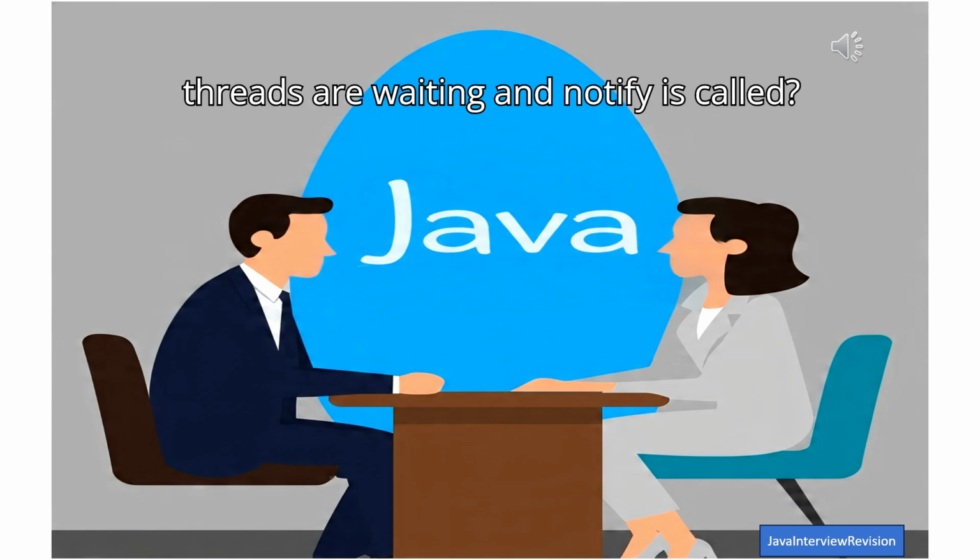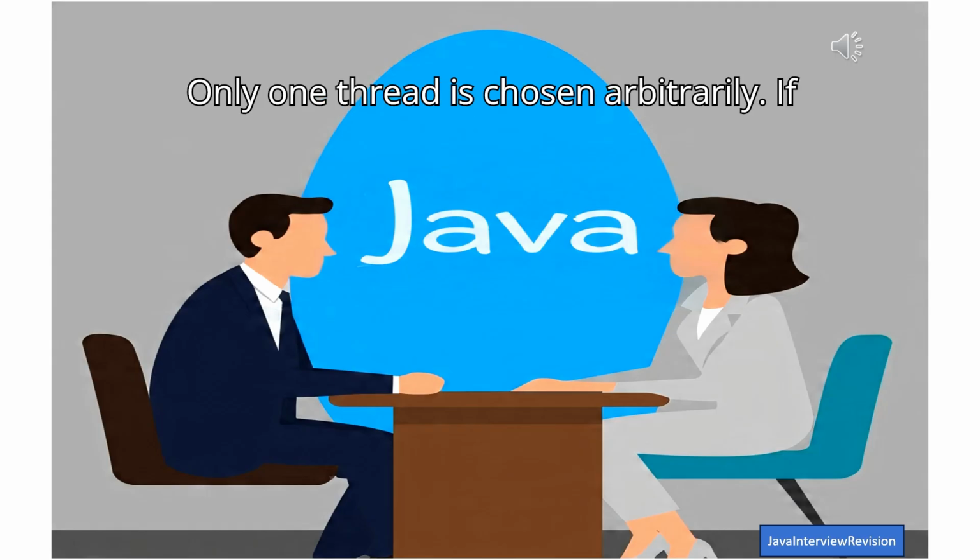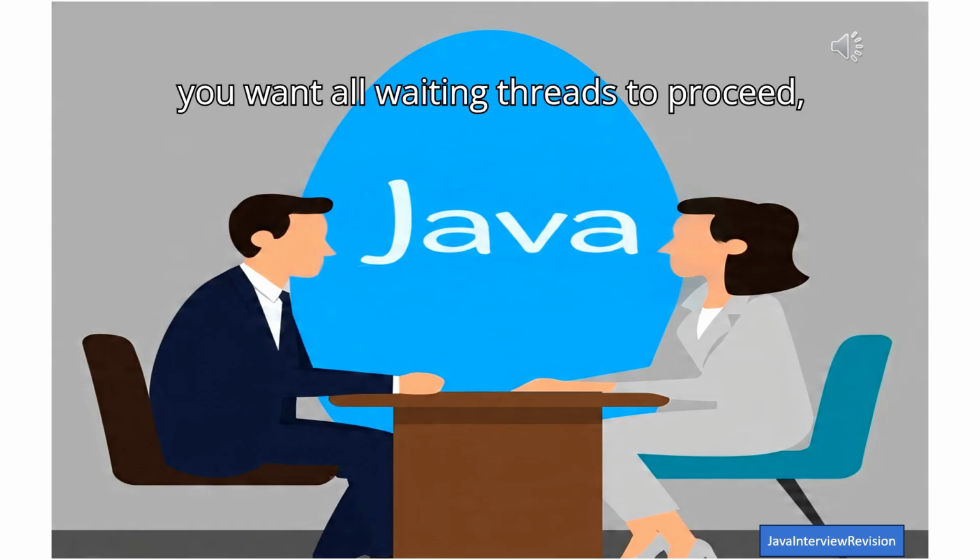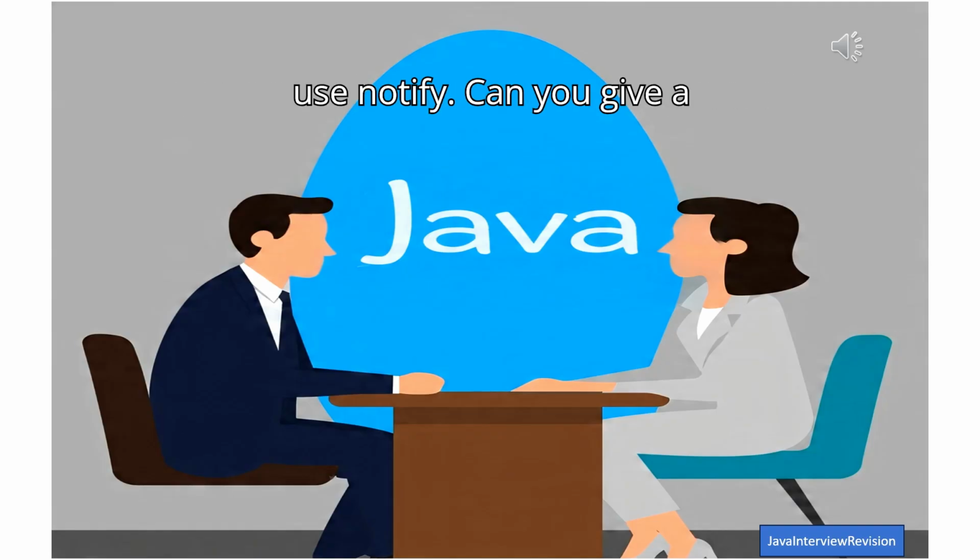What if multiple threads are waiting and notify is called? Only one thread is chosen arbitrarily. If you want all waiting threads to proceed, use notifyAll.